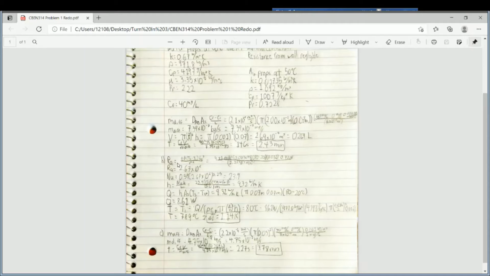For the second part, we find the Rayleigh number, then we find the Nusselt number, then we find the h. We assumed it was a vertical plate. It's a vertical cylinder, but vertical plate model. Q is going to have the h times A_s times the difference in temperatures. Then we find the T through m c_p delta T. That'll give us our change in temperature.